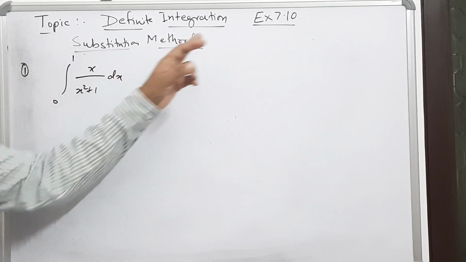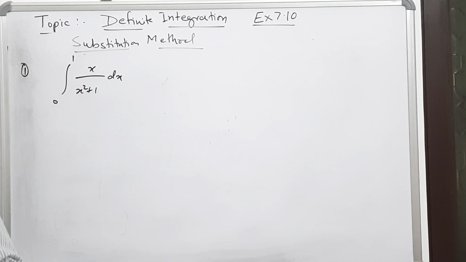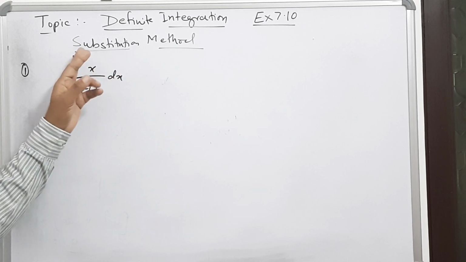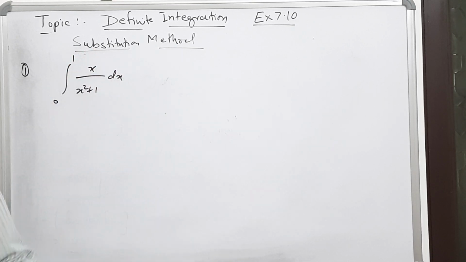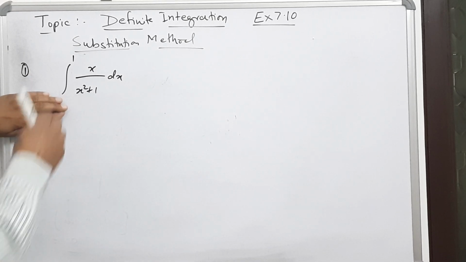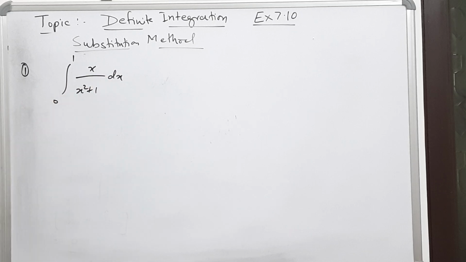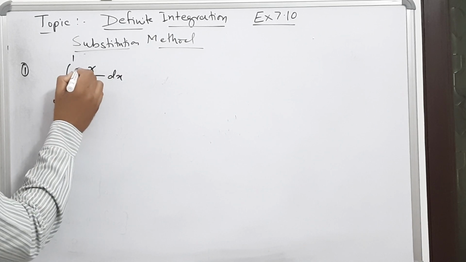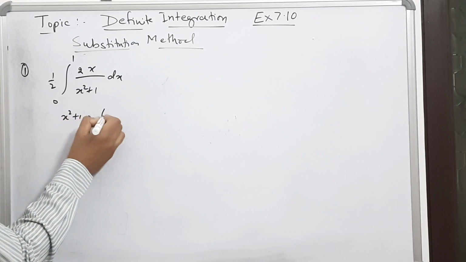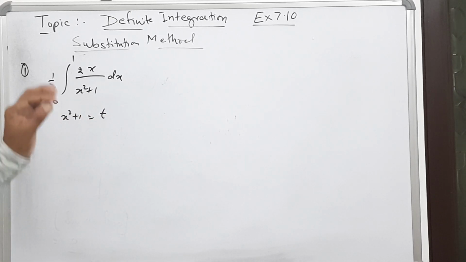Yes, dear students, now exercise 7.10. This exercise is not very complicated, with some extra part, and that is we will use the substitution method in this. One method is that you remove the limit, integrate it, put the value again, and then put the limit. The second method is, please see, here multiply and divide by 2 and take x square plus 1 as t. Please try to understand the basic of the substitution method.